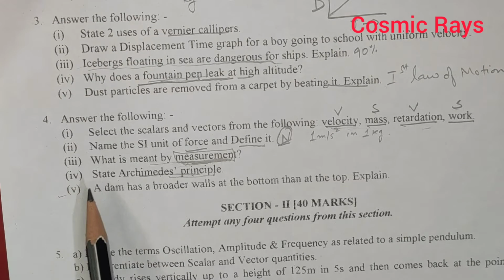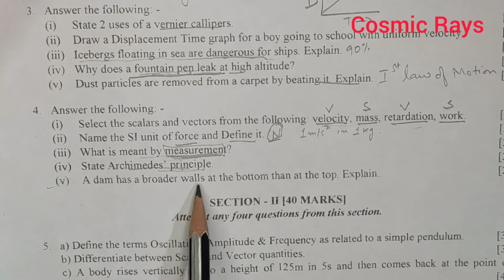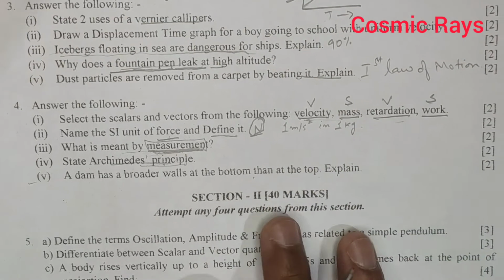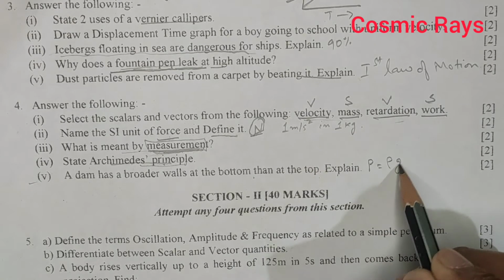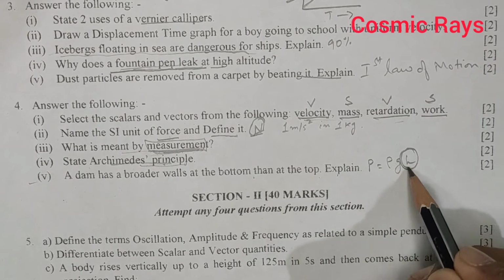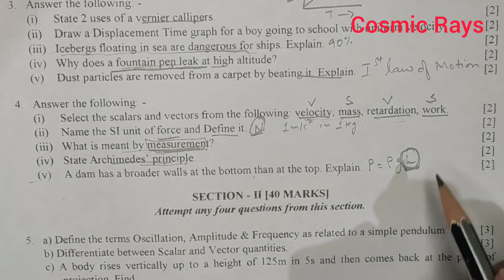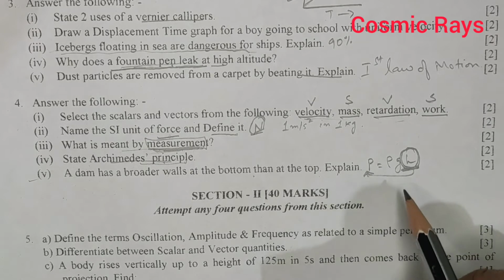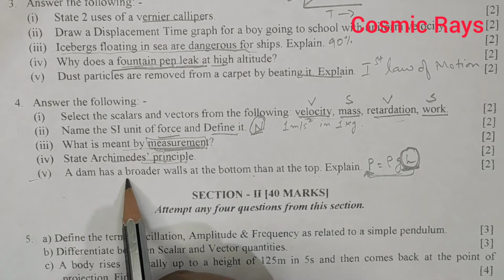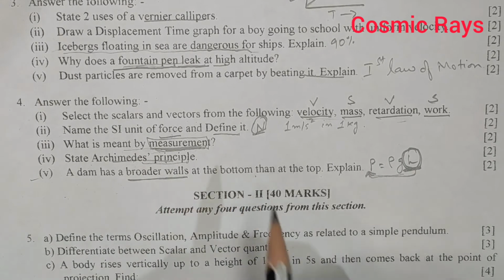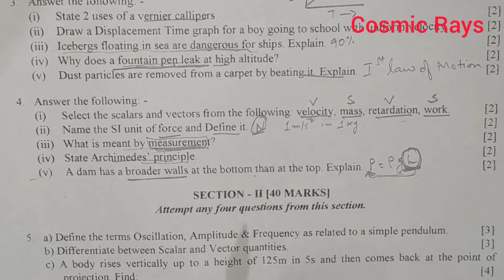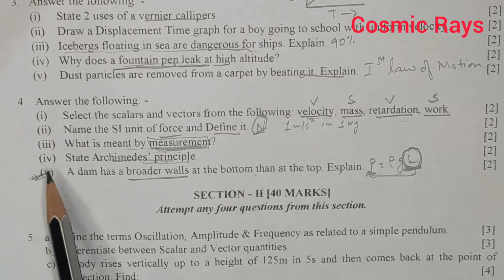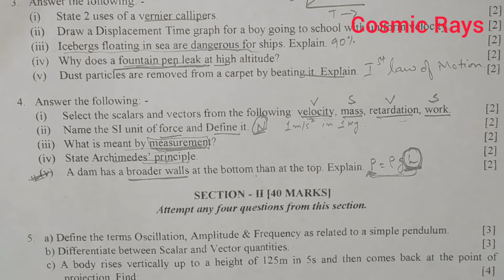Now the last question of section 1 says, a dam has a broader wall at the bottom than at the top. Explain. We know that the pressure is equal to rho g h. So as we go to the bottom, height increases, and due to this increased height the pressure also increases. So if pressure increases, we need thicker or broader walls to stop the water or the pressure generated by the water. So this is another application based question, and this is also a direct question.